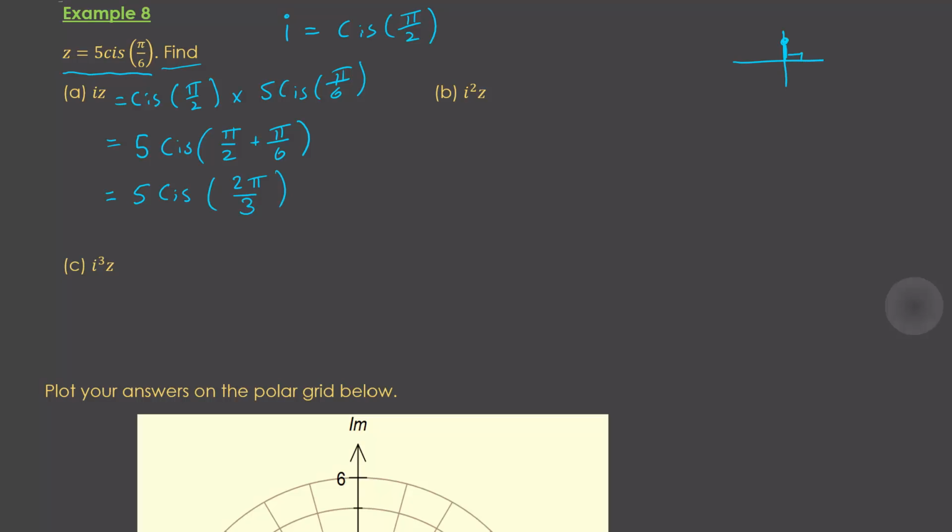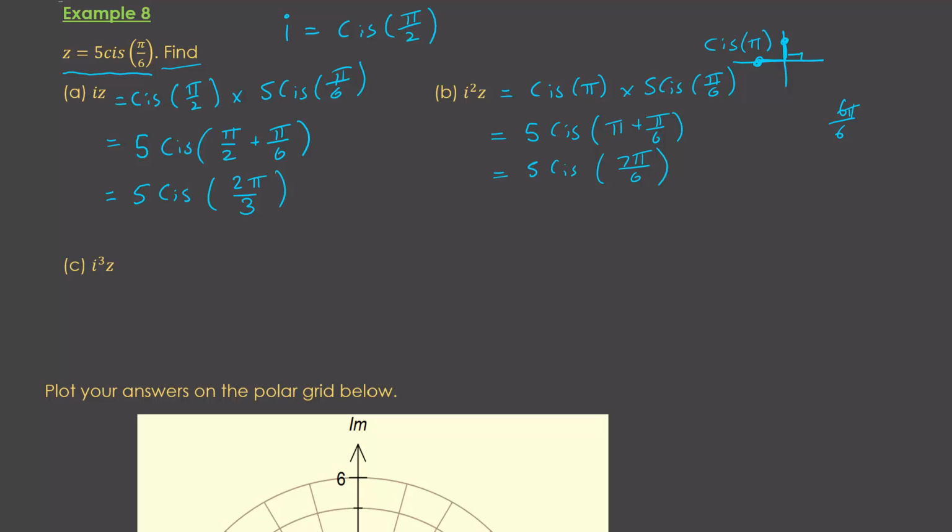Now i squared is negative 1, which is here. So i squared is cis pi. So this is going to be cis pi multiplied by 5 cis pi by 6. So that's going to be 5 cis pi plus pi by 6. And pi, of course, is 6 pi by 6. So add pi by 6, that's 5 cis 7 pi by 6.